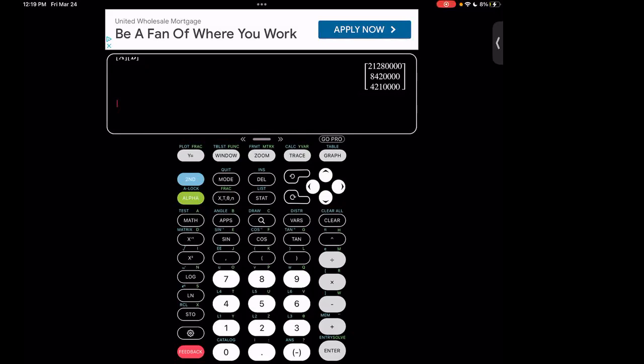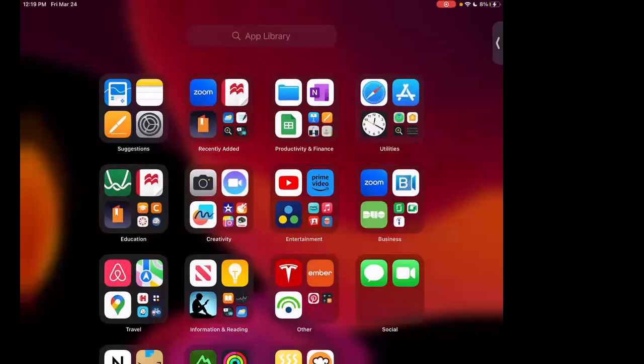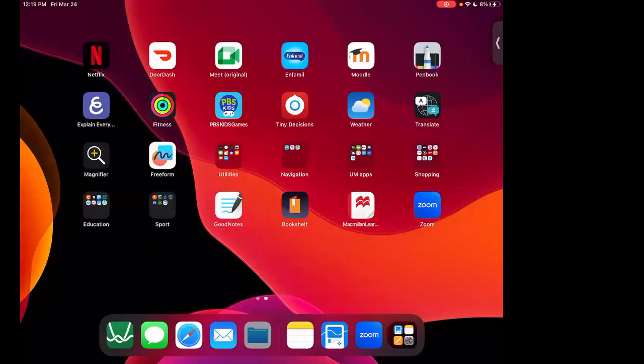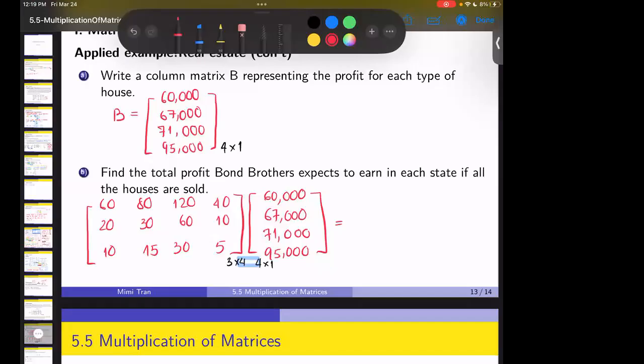In each state, right? And it should make sense. Something big, right? Wow. So roughly, I'm just going to write, I don't remember, so I'll just approximate. For New York State, roughly they earn 21 million. For Connecticut, 85 million. And Massachusetts is 4 million profit.